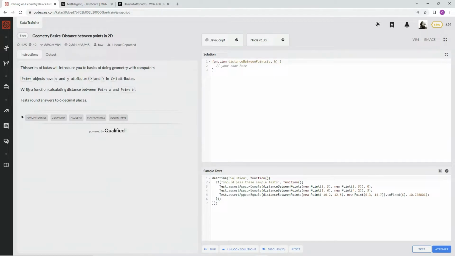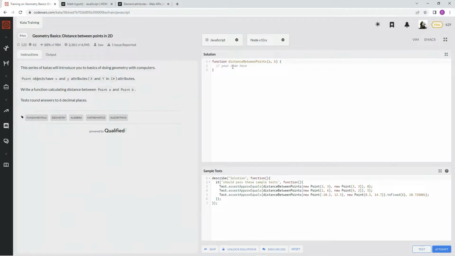All right, write a function calculating distance between point A and point B. The tests round to six decimal places. So this one got me when I first started it. We don't need to worry about that at all, all right?